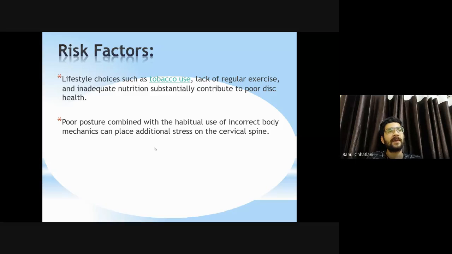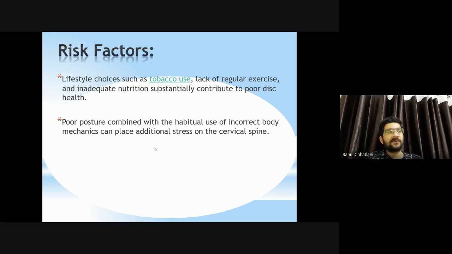Poor posture combined with habitual use of incorrect body mechanics can place additional stress on the cervical spine. I'm not sure at this point how many of you are sitting straight and listening. Most of you will be slouching down. So that is also one of the risk factors for disc prolapse. If you maintain poor posture for a prolonged period, for 1 or 2 days you follow good posture and then for years you follow bad posture, there are many chances it will happen. You are at risk of having a disc prolapse.